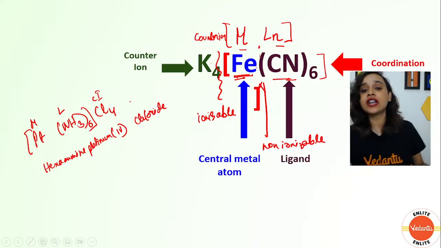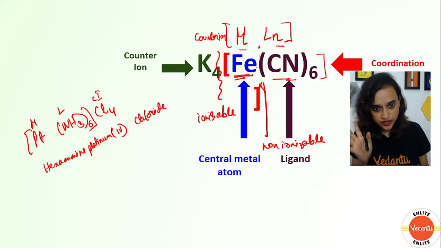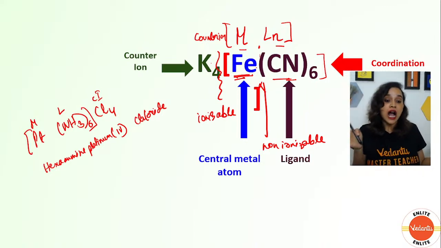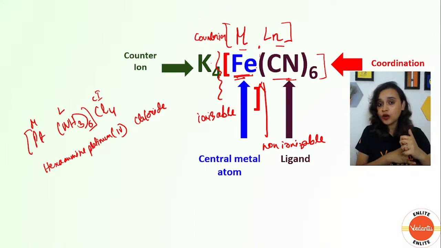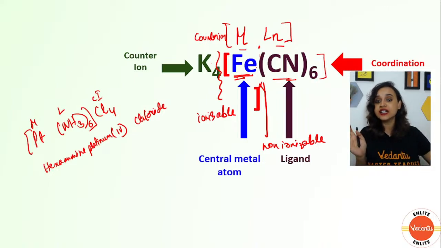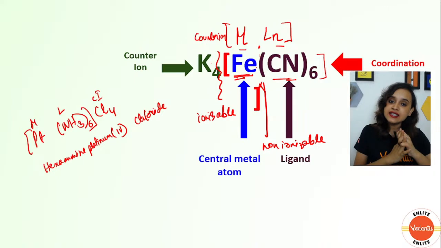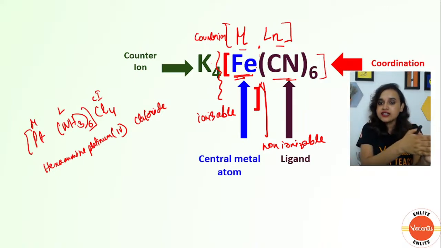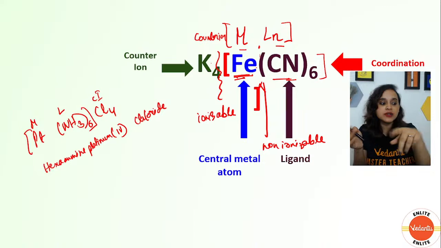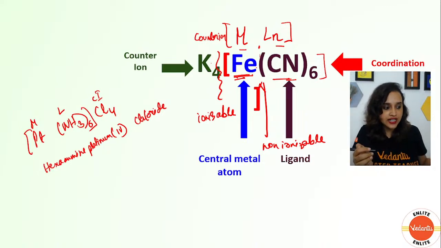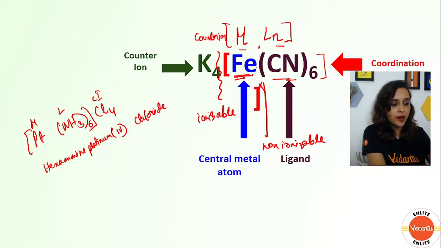So till now, what are the things we have understood? We have understood what is a coordination compound. We have understood what is a metal, what is a ligand. We have understood how the coordination bond is formed. We have understood Werner's theory. What did Werner say? He said that there is a primary valence and there is a secondary valence. That means ionizable and non-ionizable bonds. We have understood all of these. Is this clear? Very good.